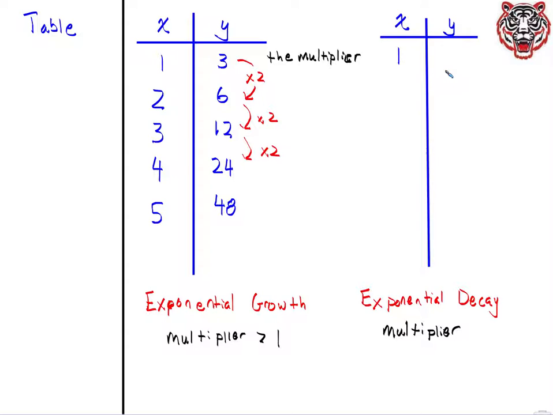We'll say x is 1 and y is, I'm feeling like a 64. And then 2, we'll make this a nice and easy one. We'll say 32, 3, 16, 4, 8, 5 is going to be what? 4. Yep.